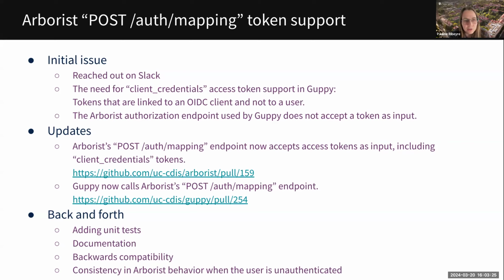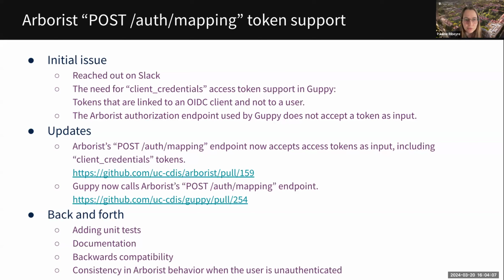A lot of features and services in Gen3 have been updated to support those tokens, but not all. They've been updated on an as needed basis. And Guppy had not been updated yet, so the answer was no, that's not supported. The main reason it's not supported is because the Arborist endpoint used by Guppy did not accept any tokens as input. So not just those tokens that are linked to a client, just no tokens. So we discussed this on Slack a little bit, to try to figure out what's the best way to add this support in Guppy.